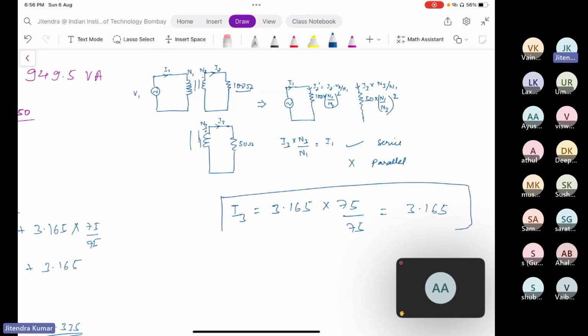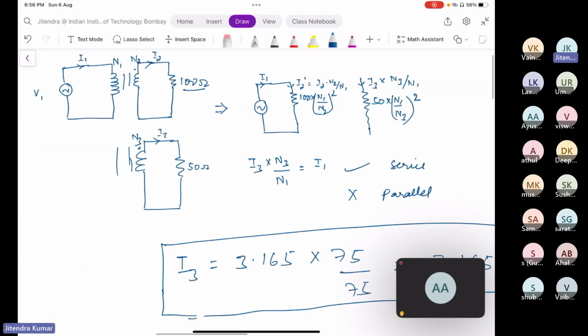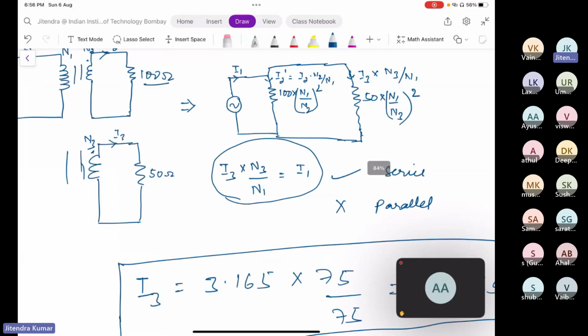Okay. So we have drawn here a conclusion that if this expression is not holding true, then they will be in parallel. So apparently they should connect in parallel, not in series. Okay.